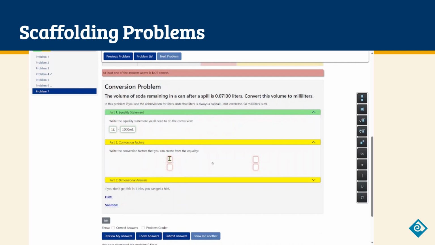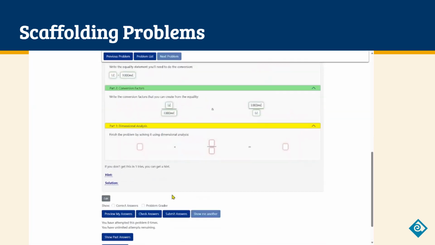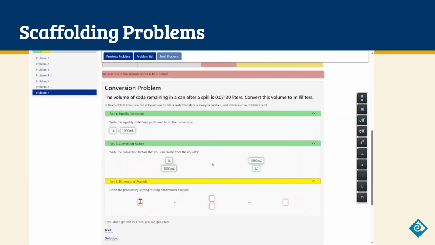What is the conversion factor you can write? So we'll just do this. And the system is smart enough. If you put these answers in the other blanks first, it still knows it's correct. So 1 liter, check those answers. And then finally, we'll finish the problem by doing the math.